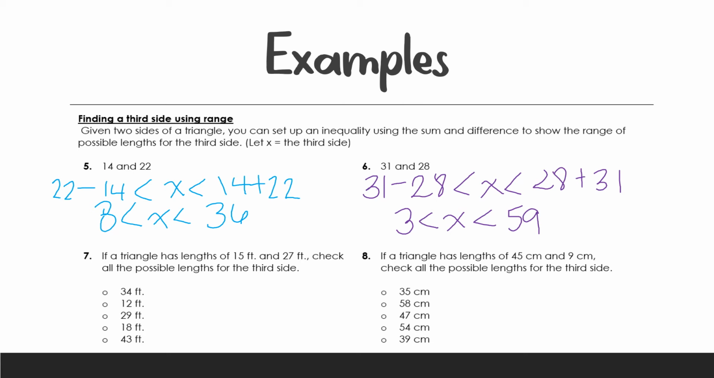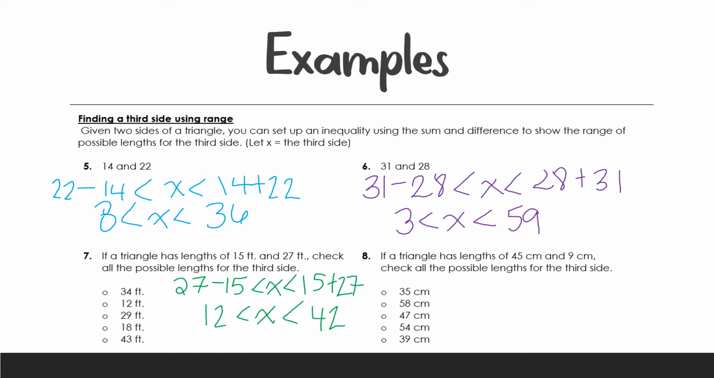On questions 7 and 8, we're doing a similar idea, except we're checking all of the possible side lengths for that third side. So we need to find the range first, and then we can choose what numbers fall within that range. So for number 7, we've got 27 minus 15. That would be the shortest. And then the longest would be 15 plus 27. So 27 minus 15 is 12. And then 15 plus 27 is 42. So our third length can fall anywhere between 12 and 42.